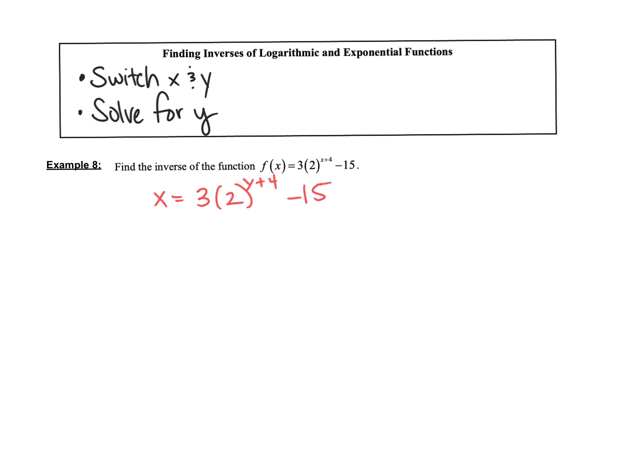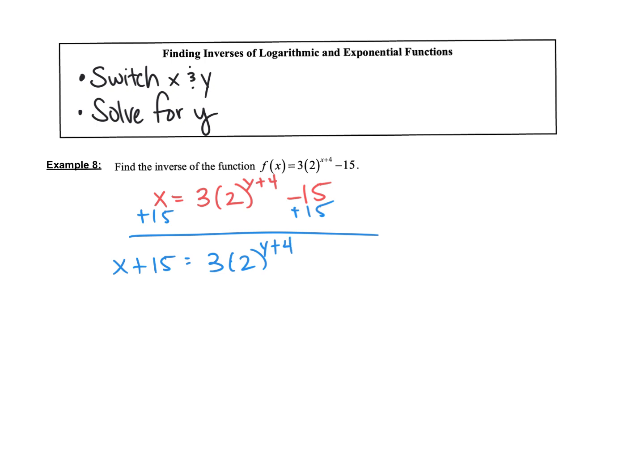It's that reverse mapping that's allowed because of the definition of an inverse. Now, we want to try to get that y by itself. Well, it's an exponential function. So when we were solving exponential equations yesterday, we had to isolate the exponential piece. Okay, so which value, there's a lot of numbers, do you think we need to move first? The minus 15. Okay, so we're going to add 15 to both sides. So I'd get x plus 15 equals 3 times 2 to the y plus 4.